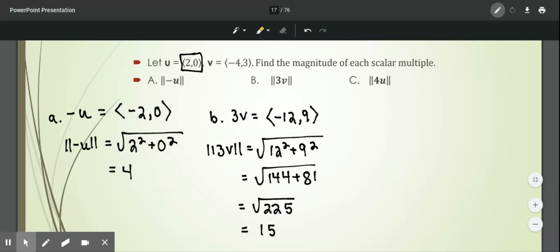Do we feel okay with part C? You want to go through it, or do you think you can handle it? Why don't you guys do it? Do it real quick on your own.